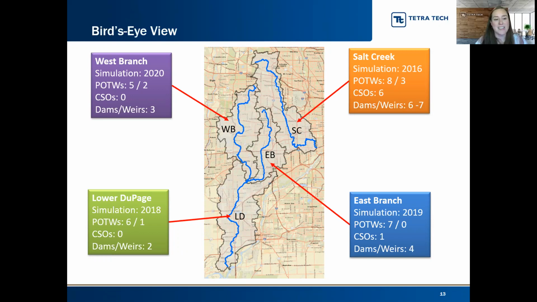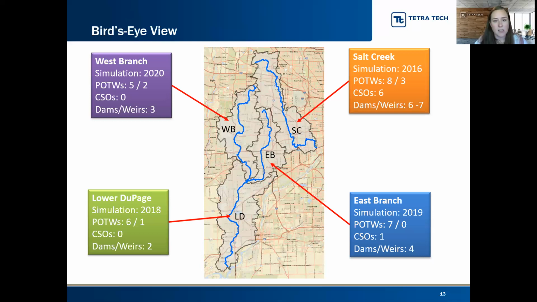Which led to an interesting situation for the East and West branches, and how they joined together for the Lower DuPage. We had to make some assumptions about whether those years were representative enough to be joined to be the headwaters for 2018. We looked at the water quality data for the period of record for each of these waterways and for just the simulation year, and we felt confident that they were reasonably representative of existing conditions as far as when excursions are seen in dissolved oxygen, like when is it low and where. Those seem to be pretty consistent between the period of record and our simulation years. So we felt confident in that choice.